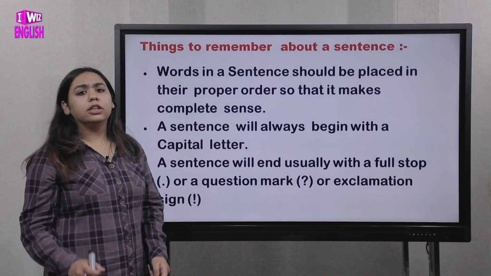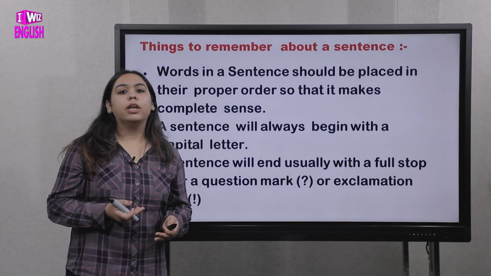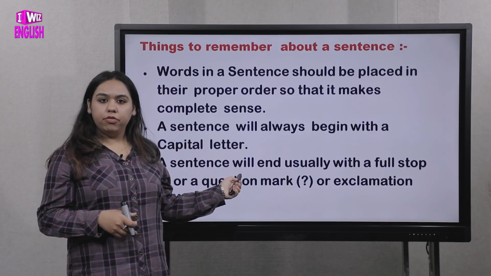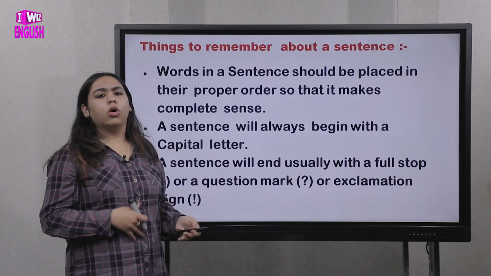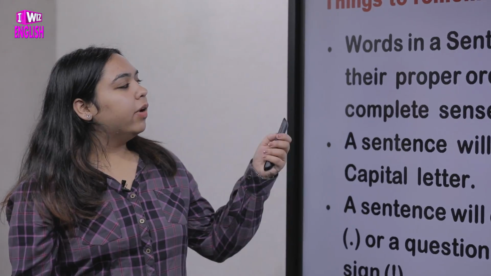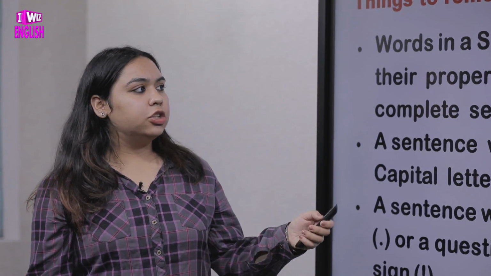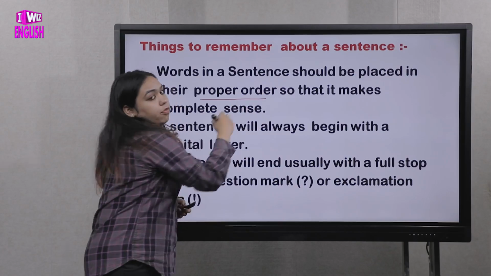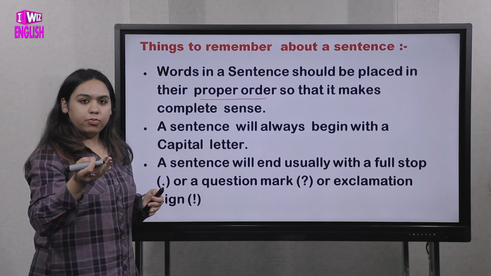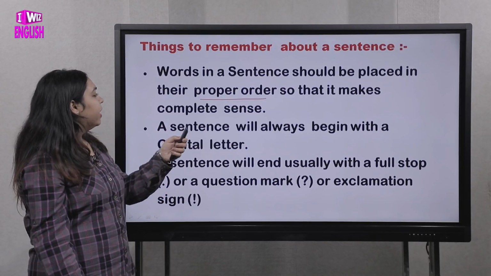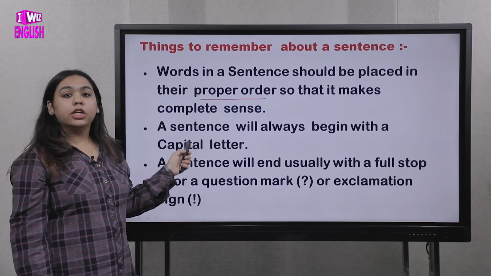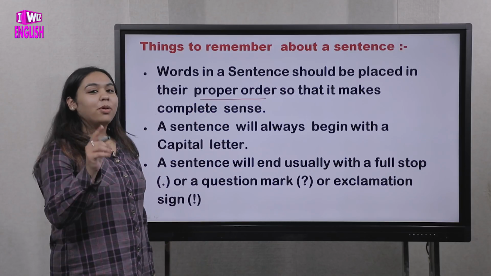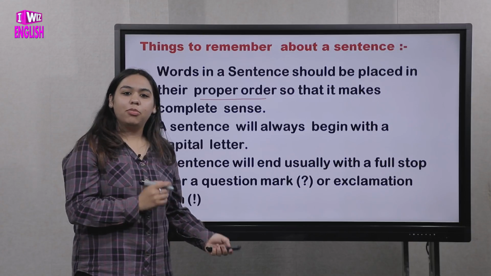Moving further, there are certain things that you need to remember when you learn sentences. I've noted down these points. You can pause the video and write them if you want to, or just listen. The very first point is that words in a sentence should be placed in their proper order. Proper order is very important. For example, Jack and Jill went up the hill, so that it makes complete sense. A sentence can always make complete sense when it is in proper order. So remember to keep the sentence in proper order.